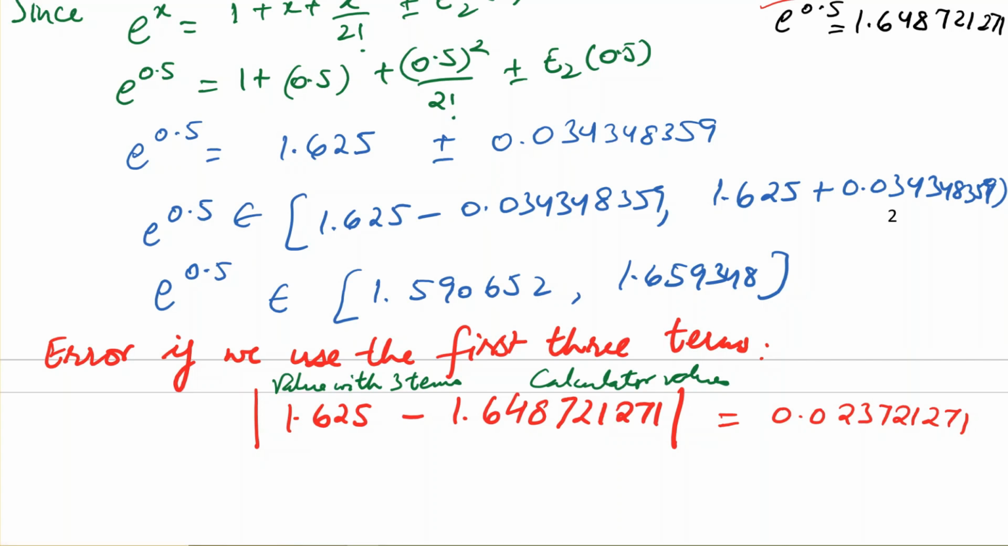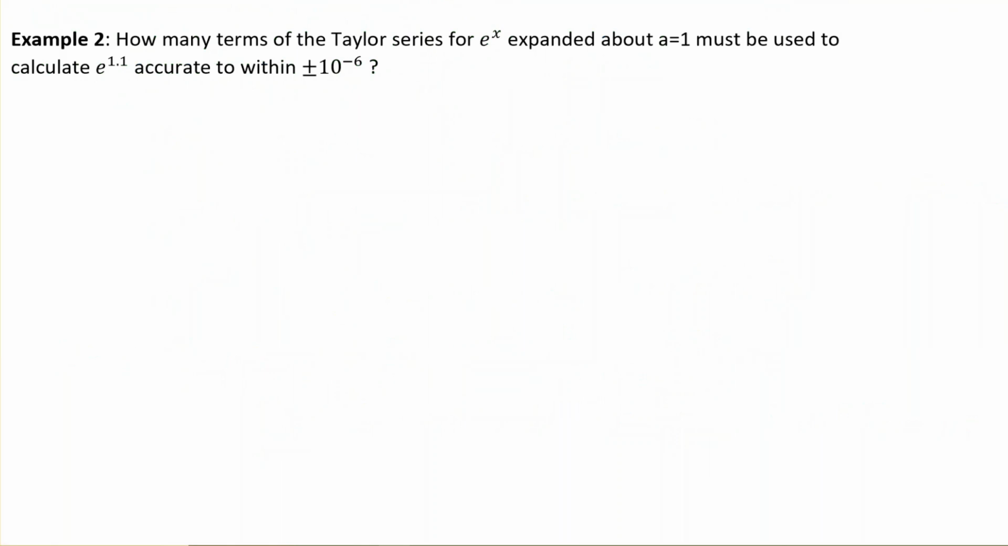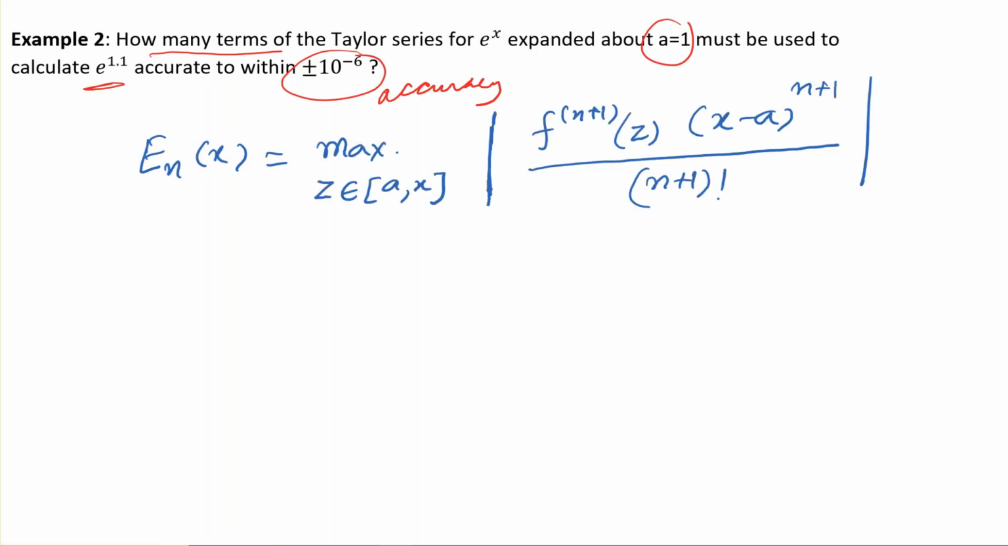In this example, we need to figure out how many terms of the Taylor series for e raised to power x expanded about a equal to 1 must be used to calculate e raised to power 1.1 accurate within a given tolerance. This is our accuracy. We know that the error in the Taylor series after the x raised to power n term is given by En(x) equals the maximum value over the interval a to x of the (n+1)th derivative at z, times (x minus a) raised to power n plus 1, over (n plus 1) factorial.